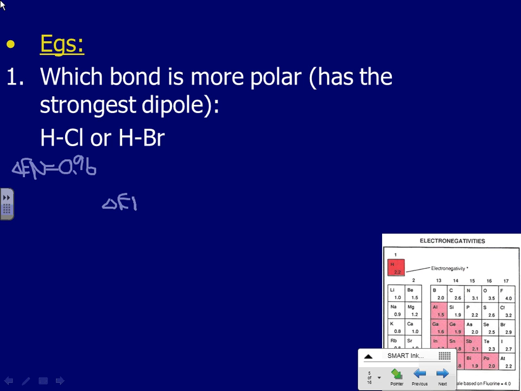HBr, delta EN. What's the H value? I think we know that, don't we? 2.2. Now I need a Br value. What's the electronegativity for bromine? 2.96. Let's do the subtraction. Again, I'm not doing that in my head. We crash and burn every time. What's that? 0.76. Does it work out that way? Yep.